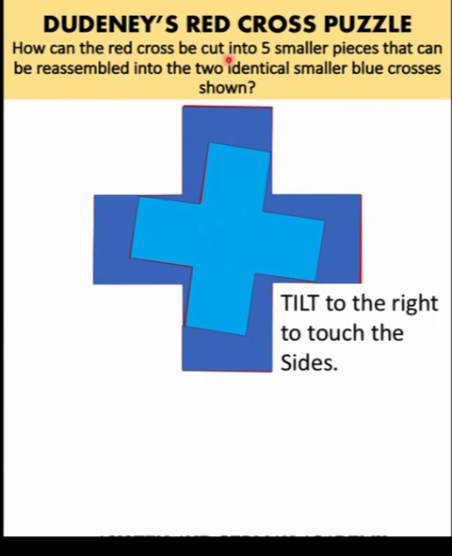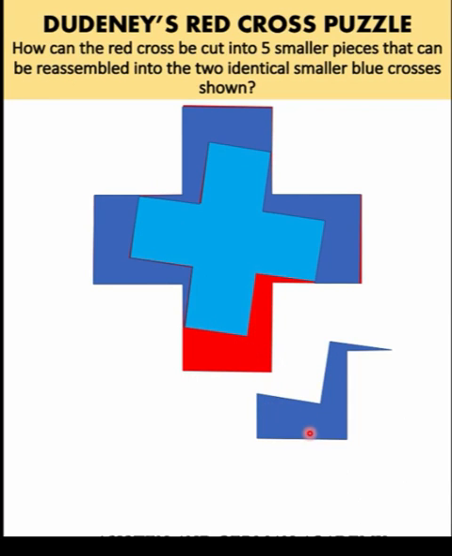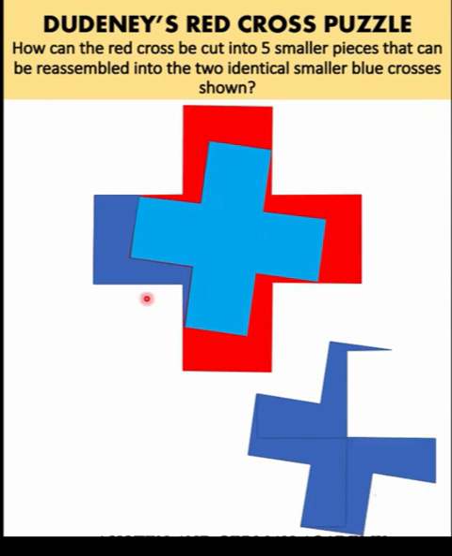The other part of the puzzle is to reassemble these 5 pieces. So let's reassemble now these 5 pieces into 2 identical smaller blue crosses. So let's begin with this bottom piece here. So we transfer that here. Next, let's move this second piece down here. And let's put this third piece here. And lastly, this fourth piece somewhere here.